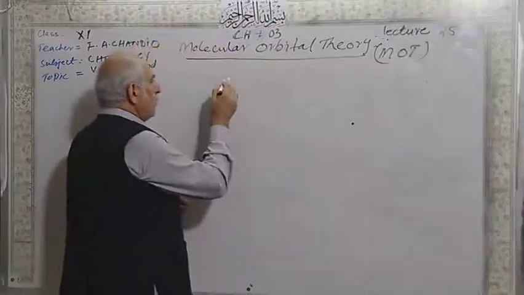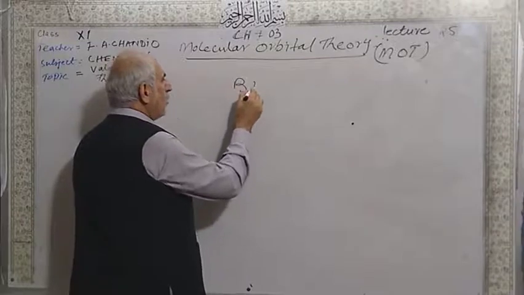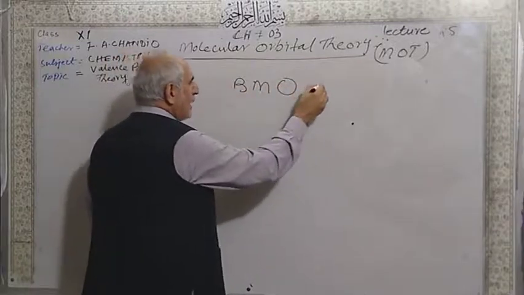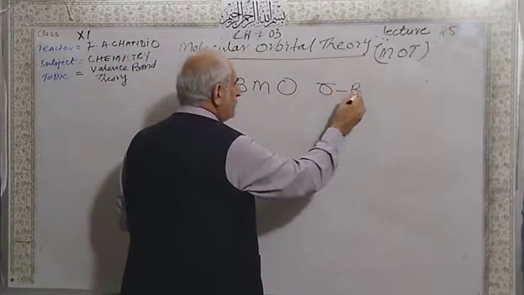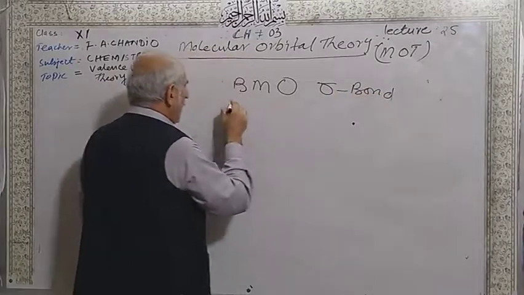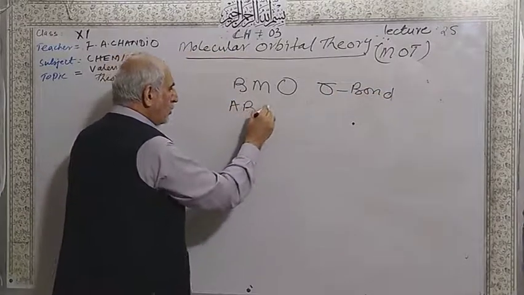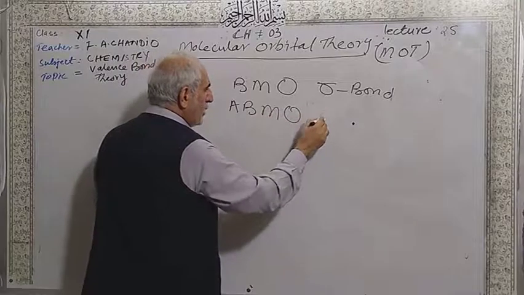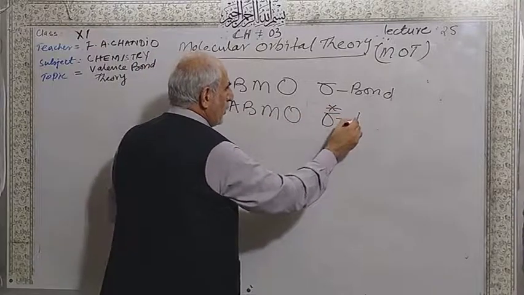So students, the bonding molecular orbital is a sigma bond. The anti-bonding molecular orbital is called a sigma star bond.